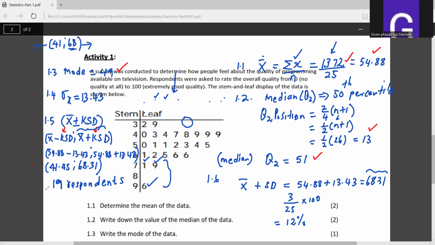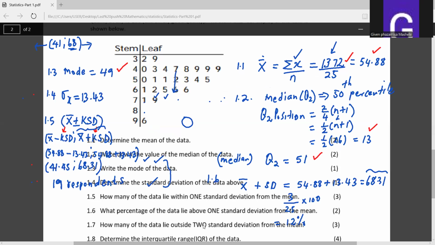The next question says, how many of the data lie outside, I apologize, how many of the data lie outside 2 standard deviations? This time around, we're looking at the ones that are outside. Outside can be below or above. It's not within. So the ones falling below or above the standard deviation. So how do you do this?